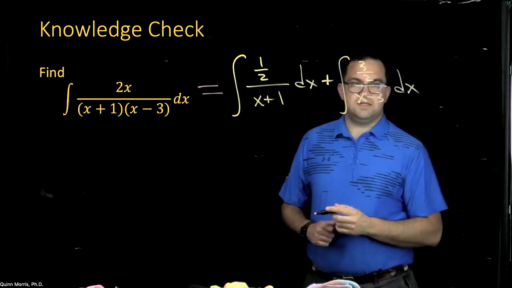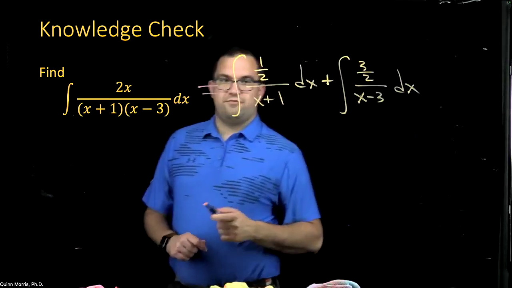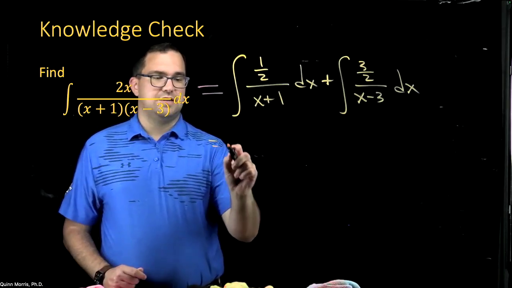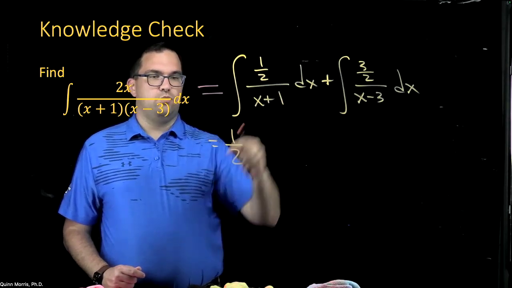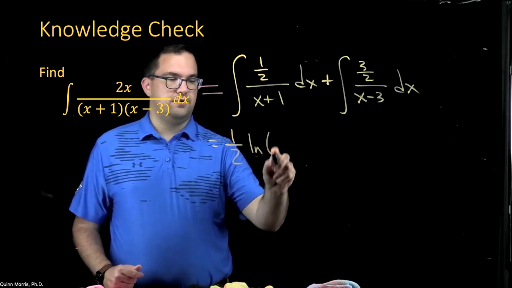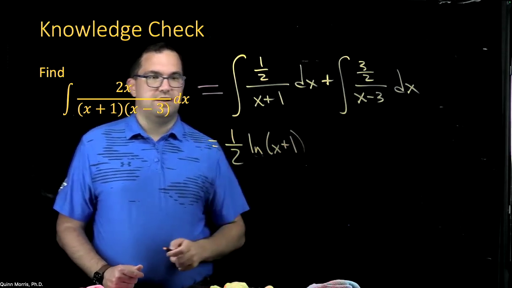All right, so let's see how you did. Even though we have fractions here, they're nice because they're constants. I can just pull them outside of the integral. So I can pull that 1/2 out. I'll just be left with 1 over x plus 1, and its antiderivative is natural log of x plus 1.